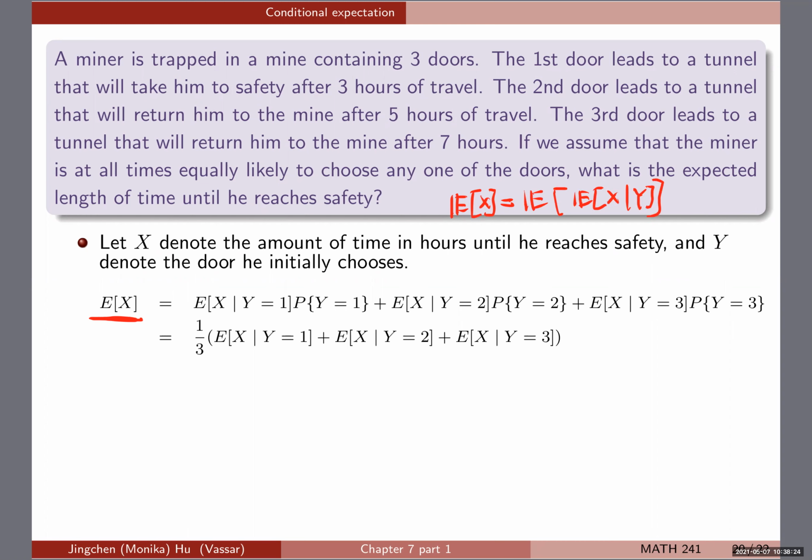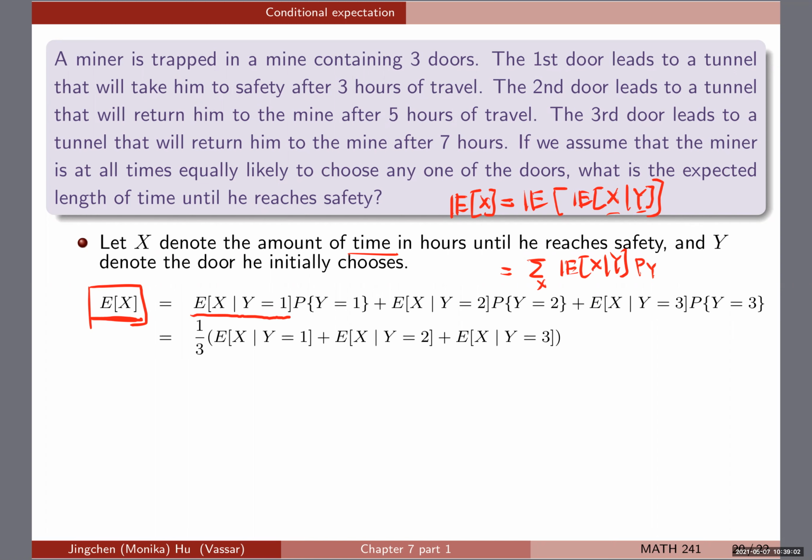So because of that, you probably will see why we want to define X and Y in the way that we talked about. X is the amount of time, and Y is the door that he initially chooses. So Y will be 1, 2, 3, the cases. The conditional expectation in the discrete case, as we know, is you will have to do the sum of the expectation of X given Y, and then P of Y.